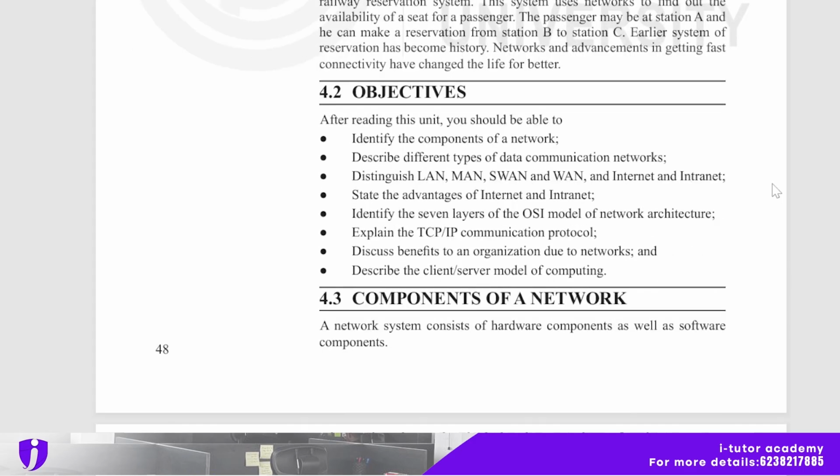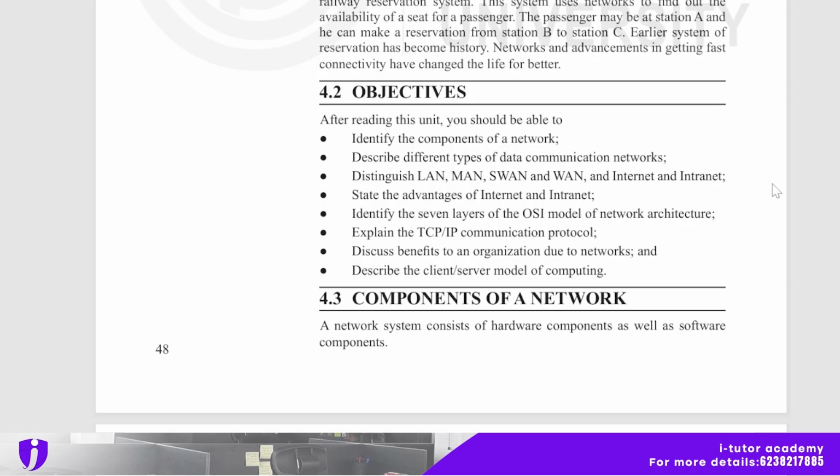After reading this unit, you should be able to identify the components of a network, describe different types of data communication networks, distinguish LAN, MAN, SWAN and WAN, and the internet and intranet. State the advantages of internet and intranet, identify the seven layers of the OSI model of network architecture, and explain the TCP/IP communication protocol, discuss benefits to an organization due to networks, and describe the client/server model of computing. So these are the objectives of this chapter.